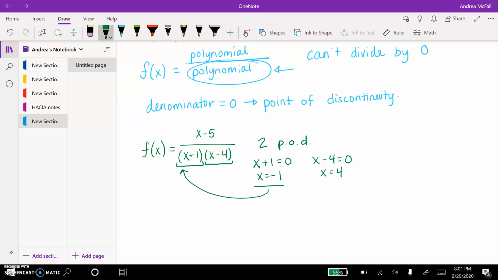So if I plugged it into all those, I would end up with -6 over 0 times -5. But that gives me 0 in the denominator, so that means that this doesn't work. I cannot divide by 0.